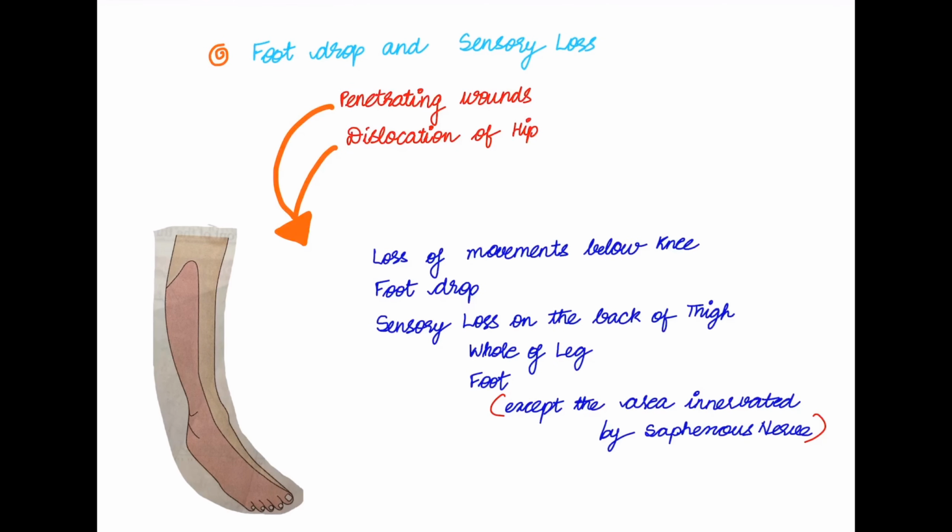And finally we have the foot drop and the sensory loss. So when there is some penetrating wound or some dislocation of hip, when sciatic nerve is involved, there is loss of movements below the knee, and there is also sensory loss on the back of thigh. This diagram is not showing the back of thigh, but there is a sensory loss on the back of thigh and the whole of leg and the foot, except the area innervated by the saphenous nerve, because saphenous nerve is intact. So obviously only these regions would be affected.